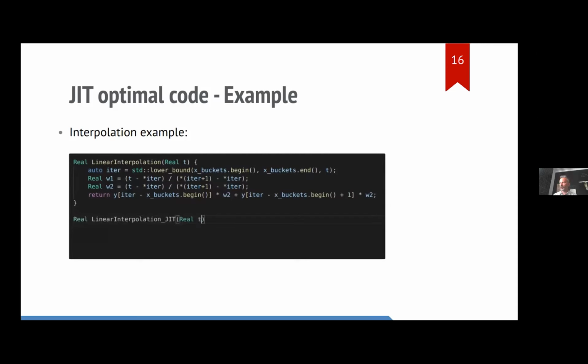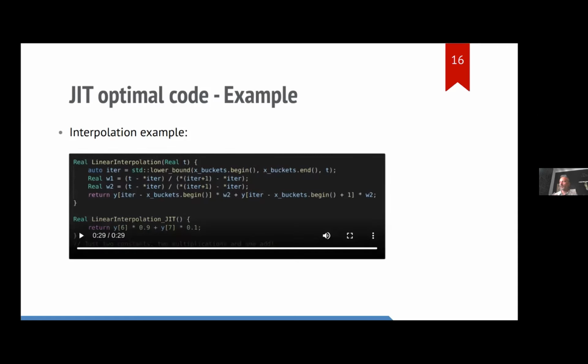So we're looking at the JIT version. In fact, this function no longer depends on t. The t is gone, it's known. And if t is known, then the lower bound is known. So we can simply replace the generic version of interpolation with this version, where we know which bucket we need to deal with. We take just one value from y, another value from y, multiply them by two constants, add them together, and this is our result. And on top of this, we can inline this in the pricing function. So you can see how big of a difference it can make.